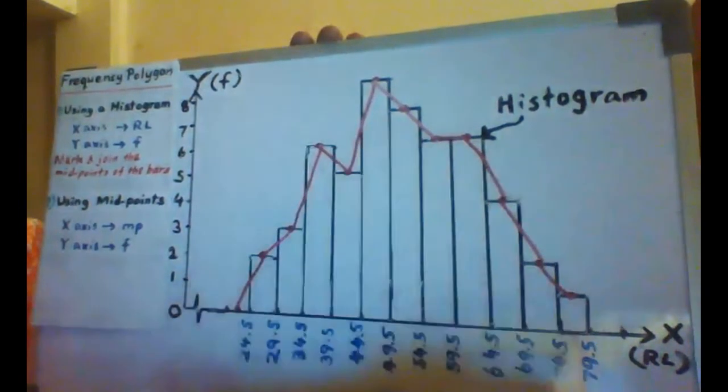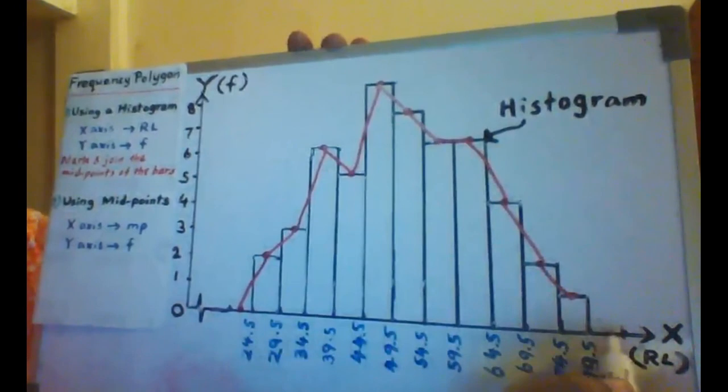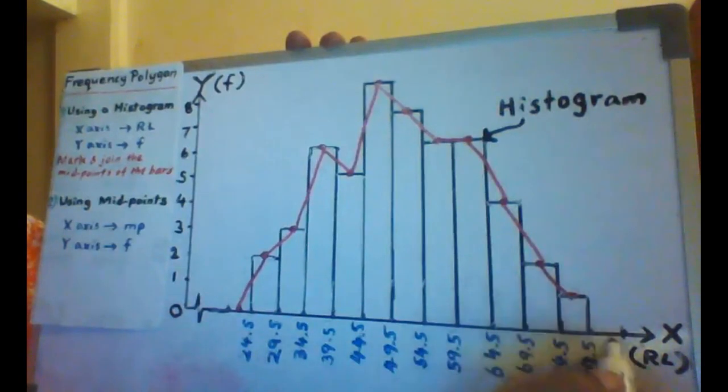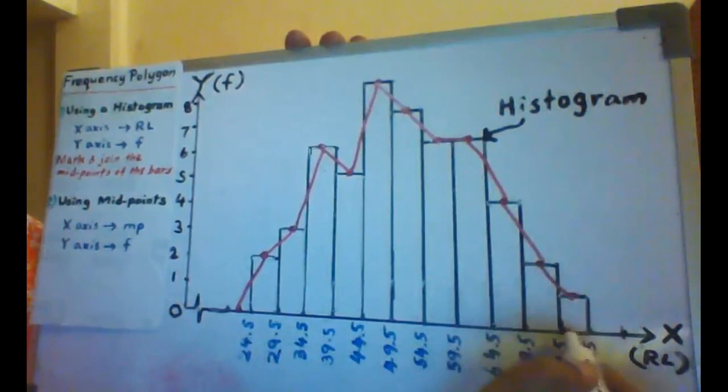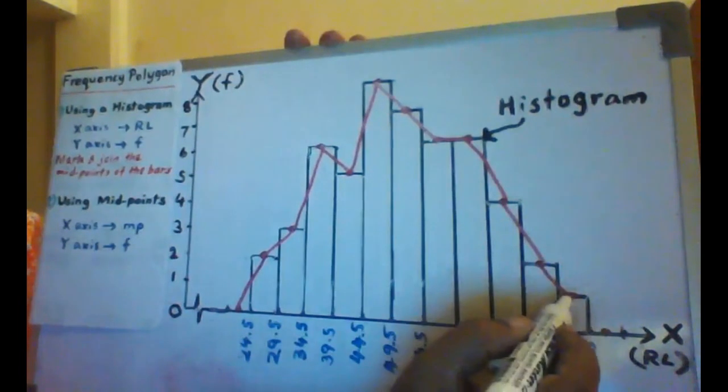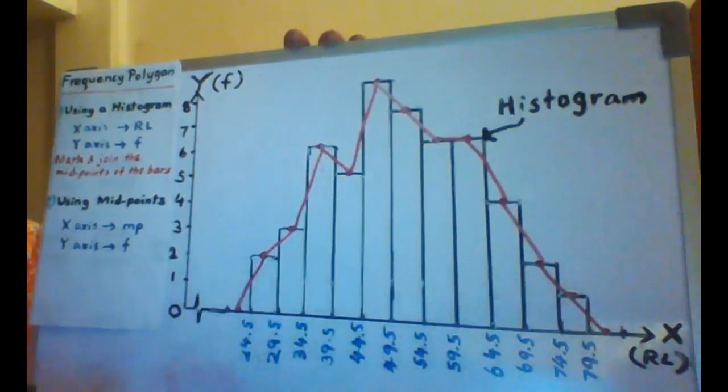What about this side? Here, this is the next class. And according to the rule, the polygon should touch the x-axis. You can't touch it here at this corner, because here we have taken only the midpoint of the class. Here also we take the midpoint of the class. And join. Now it's completed. So this red line, red graph, is the frequency polygon.